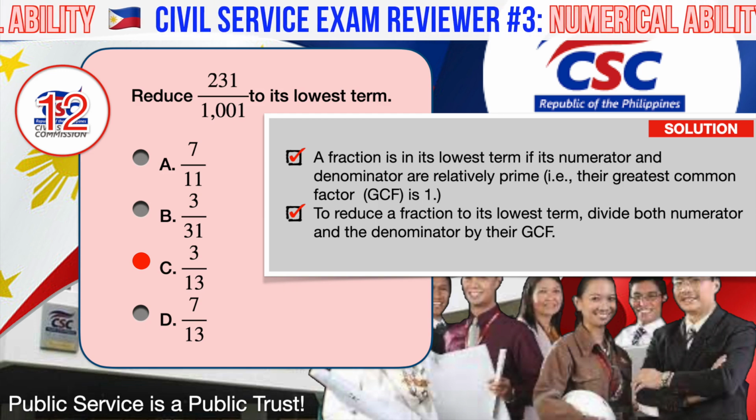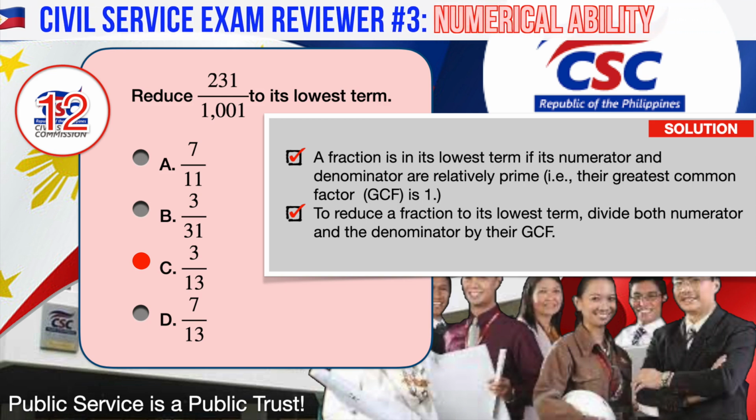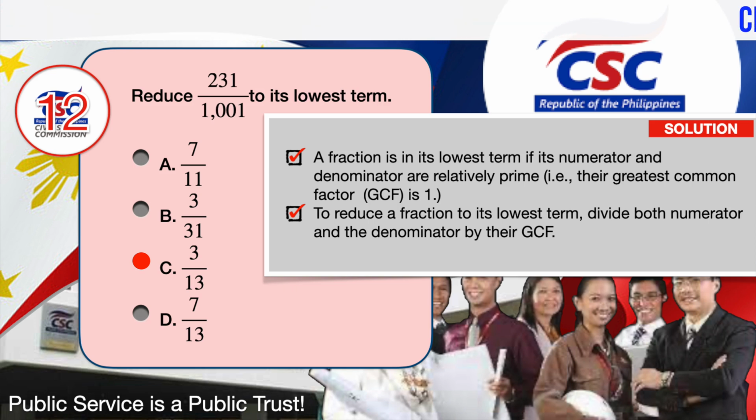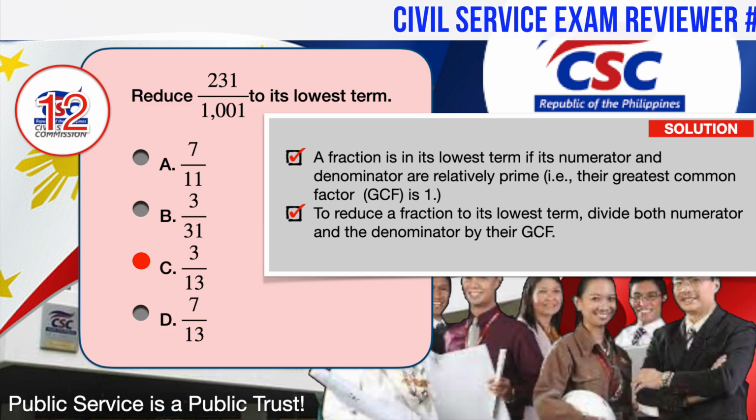The problem in finding GCF is, the bigger the numbers, the more difficult it is to find their GCF, and 231 and 1001 are quite big numbers. Luckily, there is a technique we can use to quickly find the GCF of 231 and 1001. We can try to divide both numbers by prime numbers, starting from the lowest possible prime number.